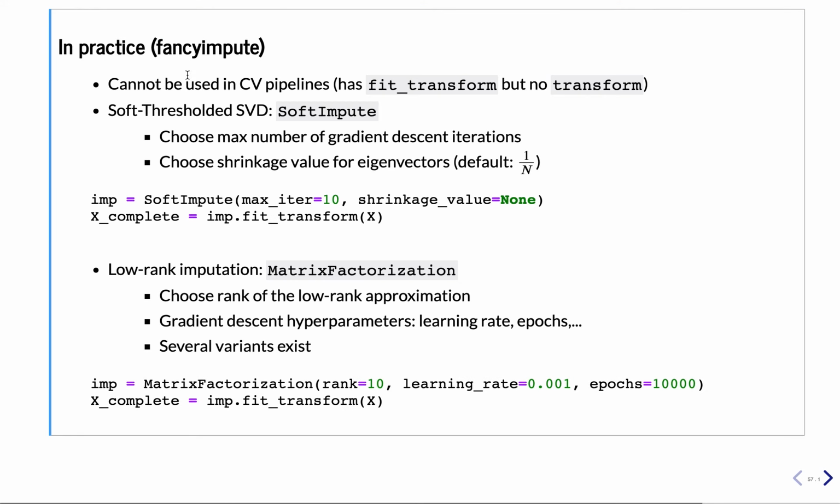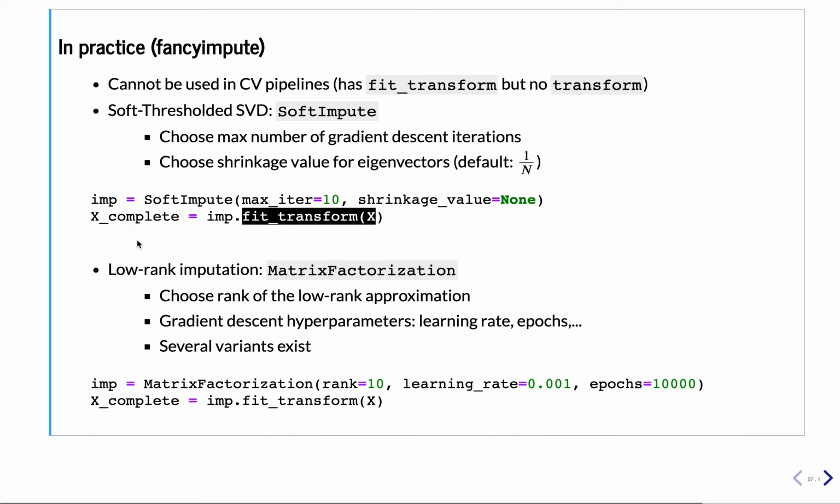Okay, so the first method that we can use is soft impute. That's the soft-thresholded SVD. Here you have to choose your gradient parameters, like the maximum number of iterations, and the shrinkage value for the eigenvectors. The default is 1 over the number of data points. And yeah, you can just call that. You can call fit transform. Fit transform will then produce your filled-in data matrix X.